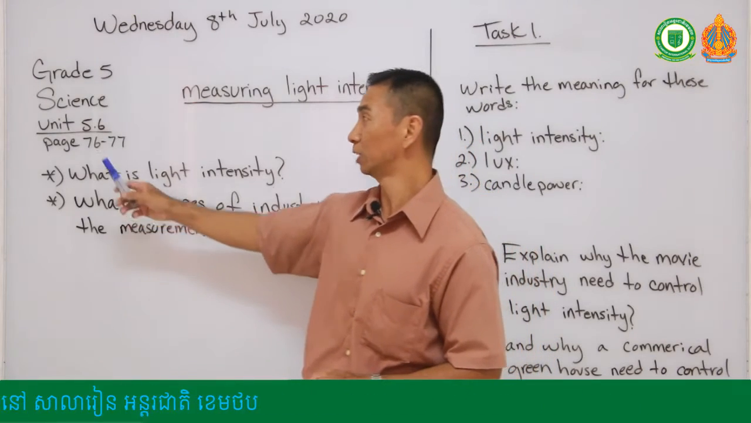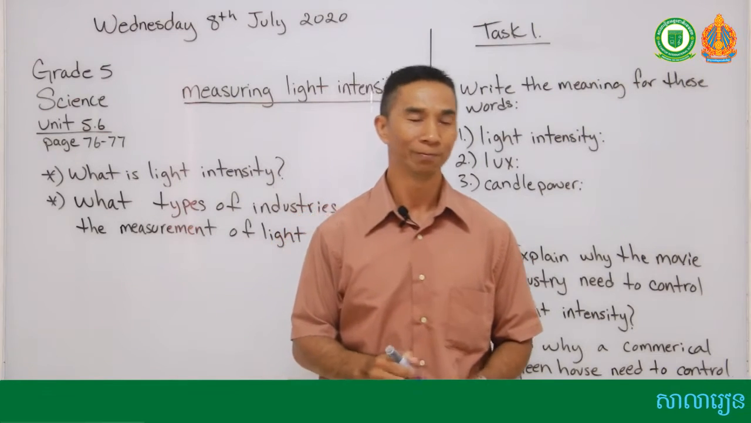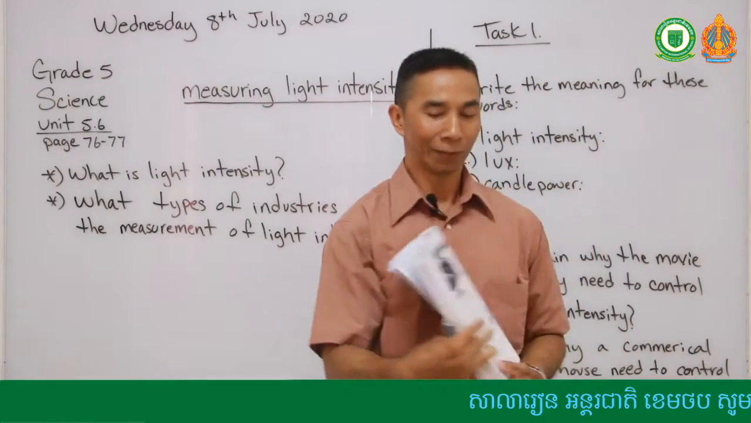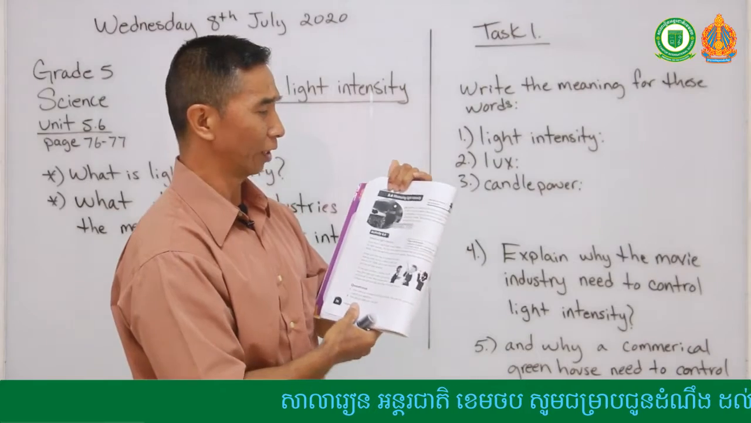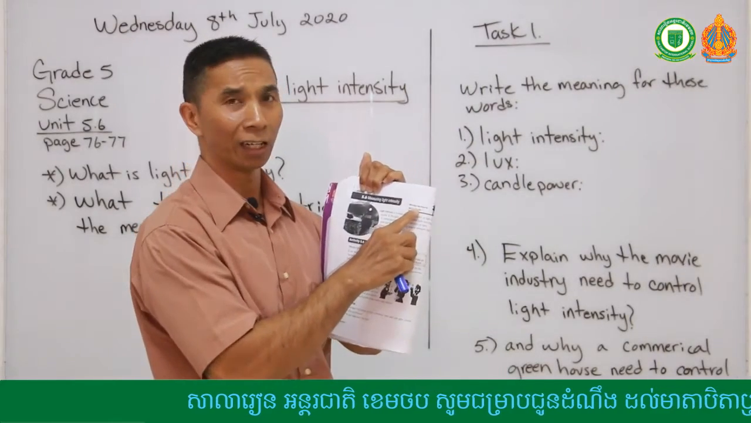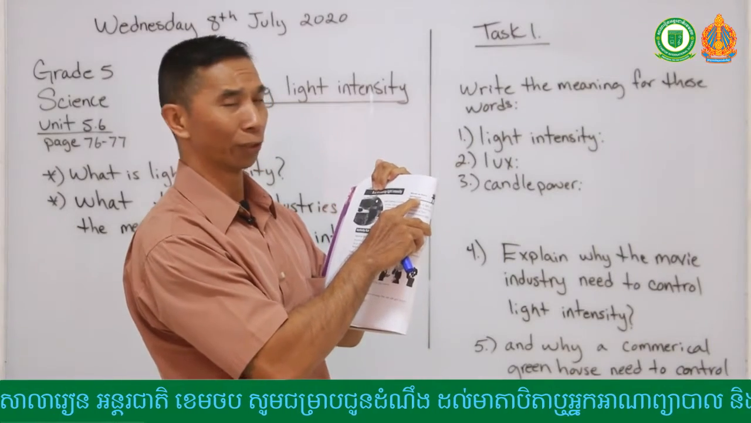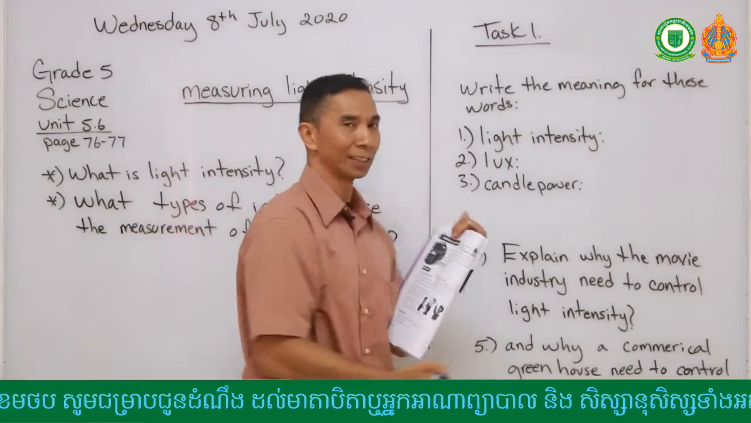For now, can you please take out your book and turn to pages 76 and 77? I got mine marked. Pages 76 and 77 talk about measurements of light intensities. On page 76, at the top, it says the words you need to learn: light intensities.